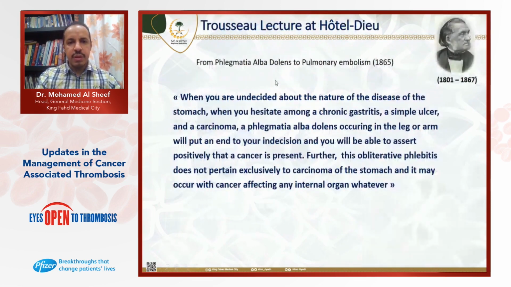And he gave a lecture in 1865. He said, when you are undecided about the nature of the disease of the stomach, like you have abdominal pain and you are confused between chronic gastritis, simple ulcer, or carcinoma, phlegmasia alba dolens occurring in the leg or arm will put an end to your indecision, and you will be able to assert positively that a cancer is present.